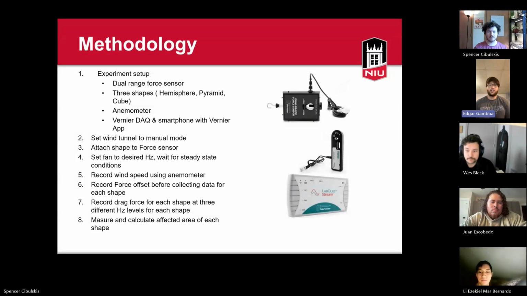So for the process, we turned on the wind tunnel and set it to the hertz we wanted for our first hertz level. We attached the shape to the force sensor, recorded the offset of that shape on the force, waited for the wind tunnel to reach a steady state, and using the anemometer, we recorded the velocity for that hertz level. After that, we recorded the drag force for each shape at 3 different hertz levels, as well as measured the calculated affected area of each shape.